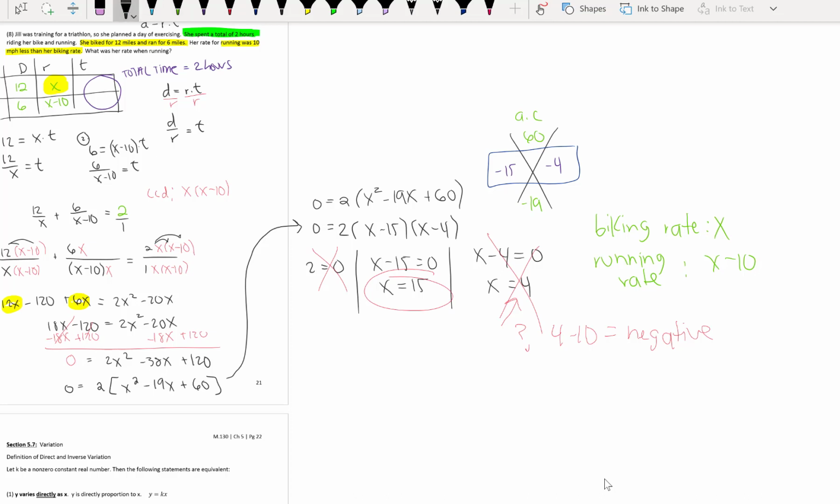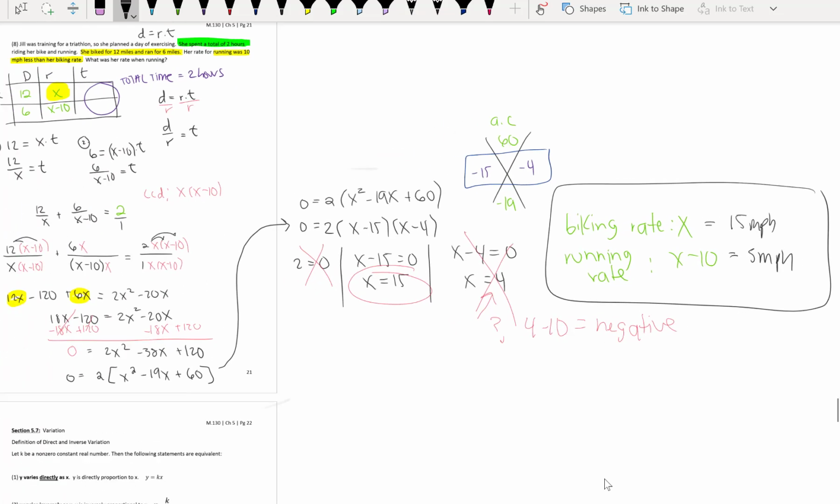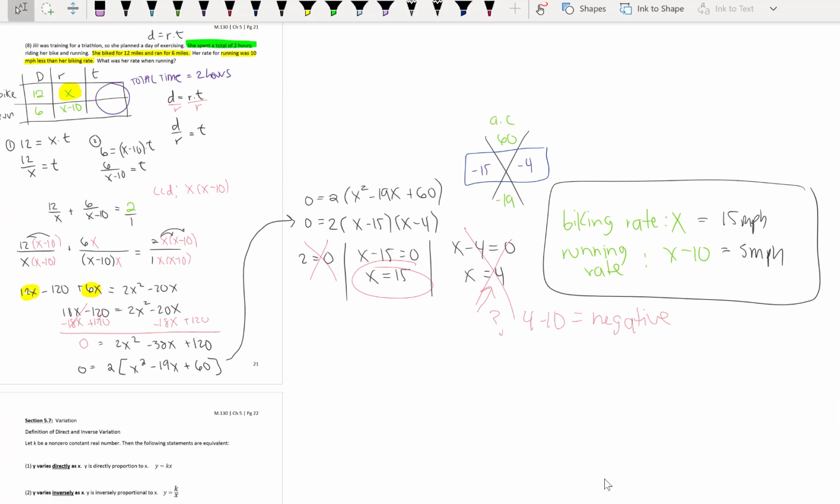So now I know that her biking rate is 15 miles per hour. And if I have 15 minus 10, that's going to give me 5 miles per hour. So now I have her biking rate and her running rate. When it specifically asks for her rate when running, that's my 5 miles per hour. So that's how I get my 5.